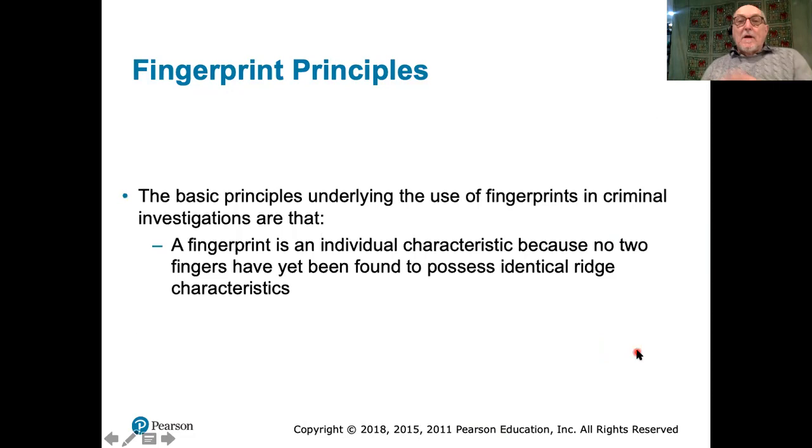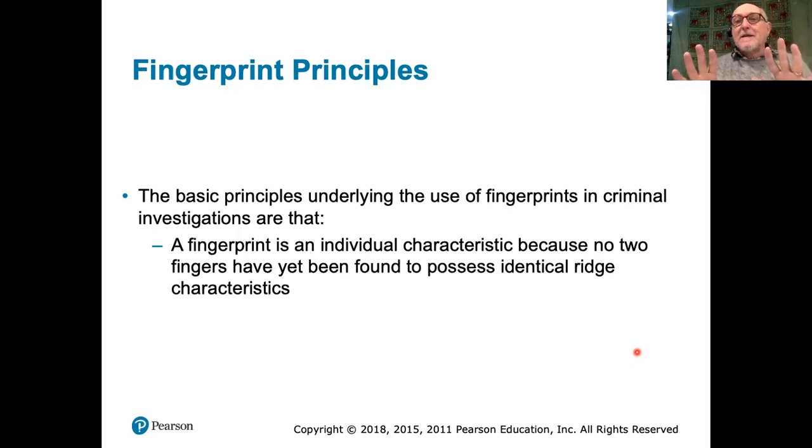Okay, so here are the basic principles that underlie the use of fingerprints in criminal investigations. The overarching one is that the fingerprint is an individual characteristic. Remember what we talked about before, individual and class characteristics. The fingerprint itself is an individual characteristic, and it ties to one person and one person only. Duplicate fingerprints have never been found. They are not even found in identical twins, as we have already seen.